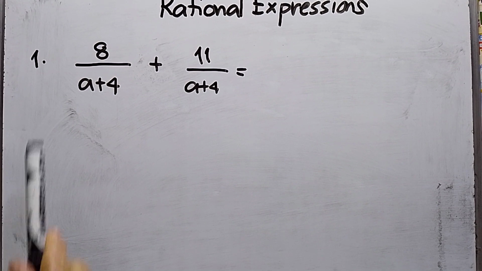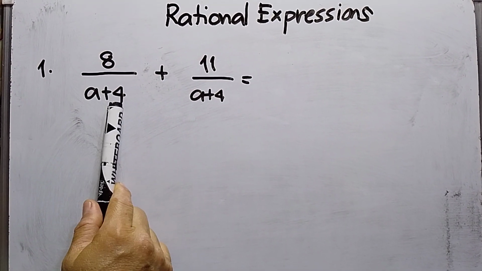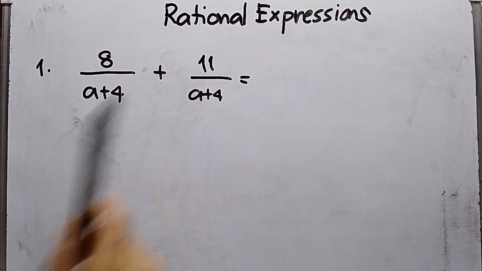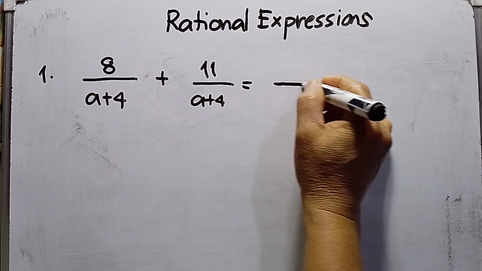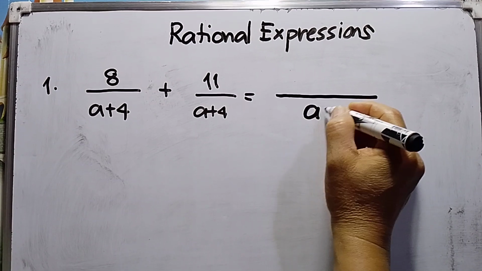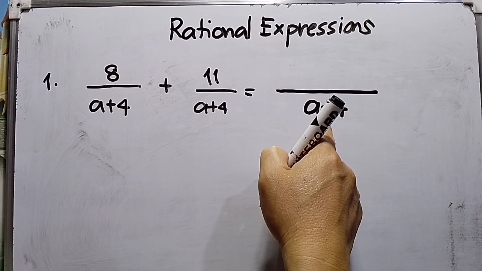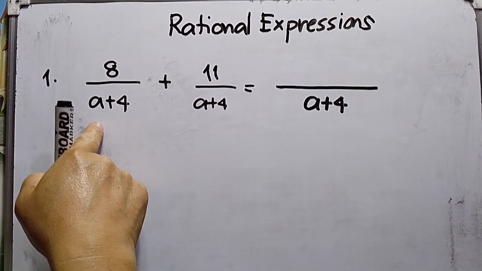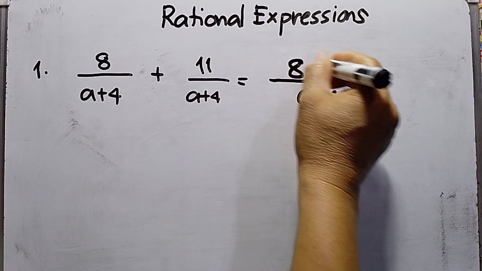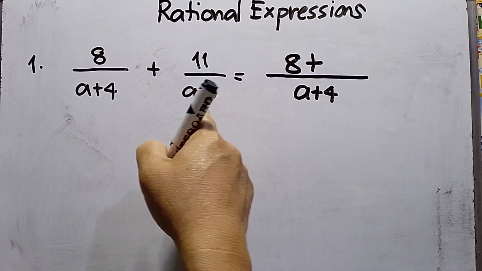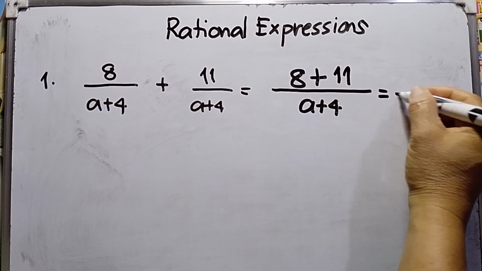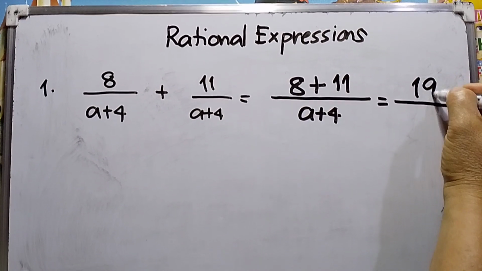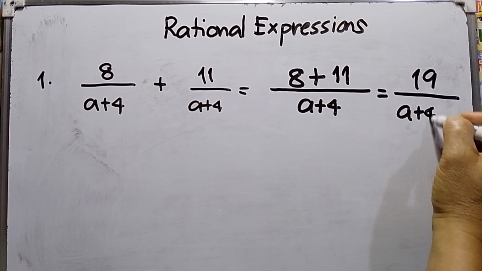I have here number 1: 8 over a plus 4 plus 11 over a plus 4. So take note, they have the same denominators. So we will take the common denominator. So a plus 4 divided by a plus 4 will be 1, times 8. Then plus a plus 4 divided by a plus 4, that is 1, times 11. So the answer for number 1 is 19 over a plus 4.